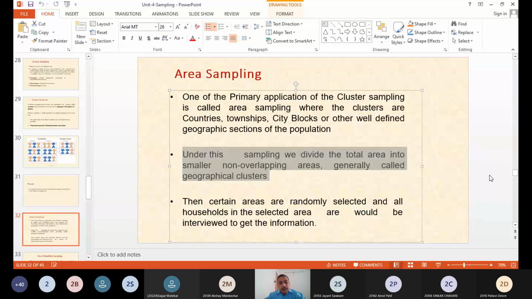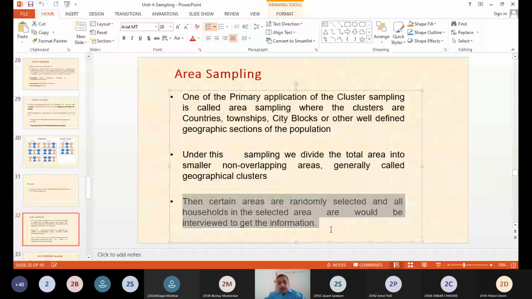So we divide the entire geographical area into different, smaller areas. We call them geographical clusters, and from these clusters, the sample will be chosen. Then certain areas are randomly selected, and all households in the selected area would be interviewed to get this information.